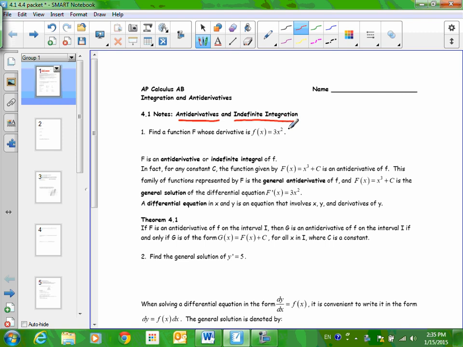All right? Before we get too much into the lesson, I want you to see, can you find a function whose derivative is 3x squared? Write it down on your paper. Can you write something down that if you were to take derivative of it, you would get 3x squared? It's like a guess and check thing.